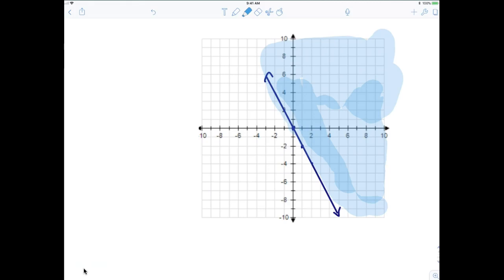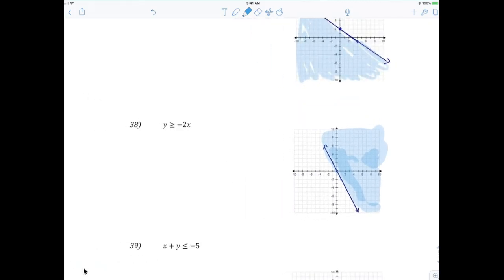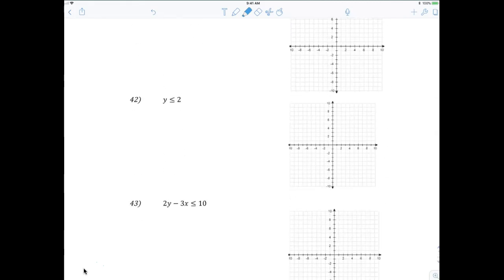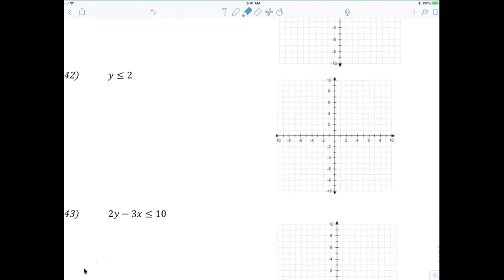That was, let's double check. That was number 38. Yes. I thought when we did it yesterday, we just put a line at -2. That was if it was y is greater than -2, but there has to be an x there. So it was just like y is less than or equal to, or greater than or equal to.